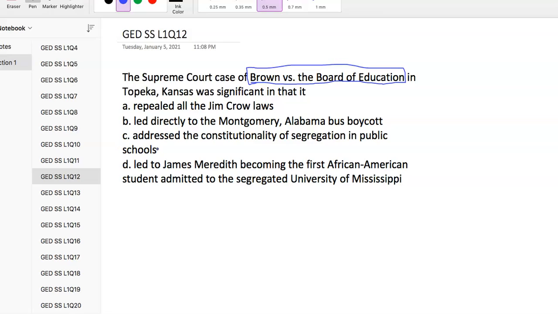So all that, hopefully we got the main point, right? For all that I just read, Jim Crow laws do show up, right? And so it's important to be familiar with those, because otherwise we could get tricked into an answer that was incorrect. But the main point, Brown versus Board of Education, addressed the constitutionality of segregation in public schools, which meant that it was not legal to have just an all white school.